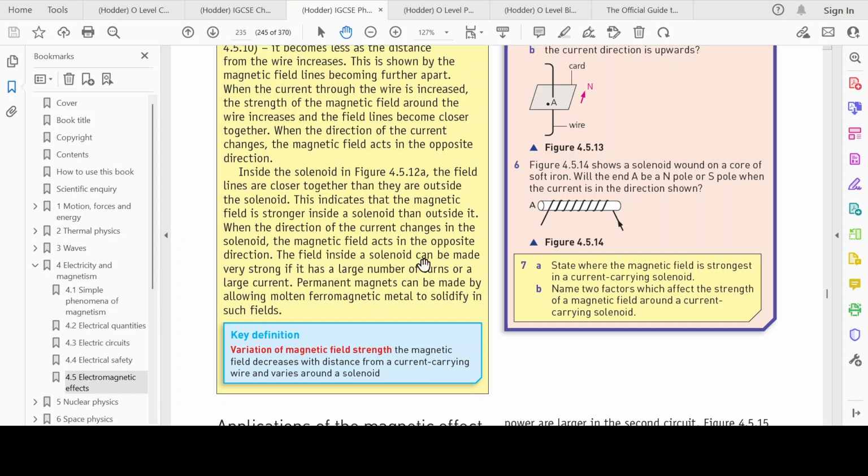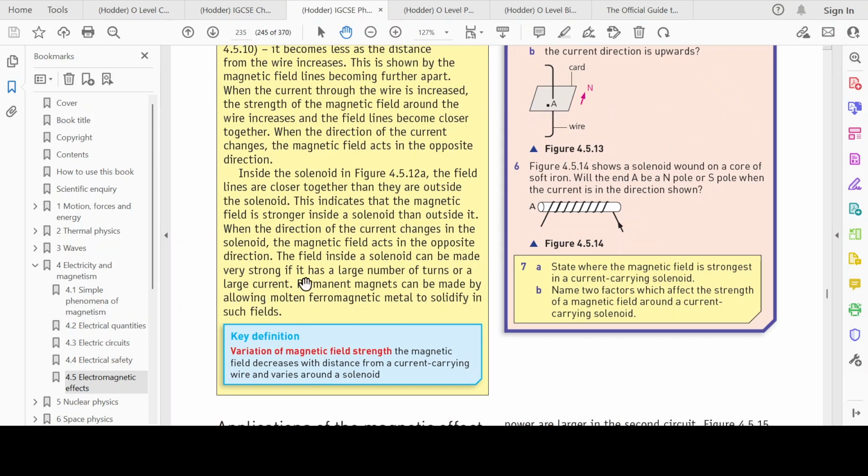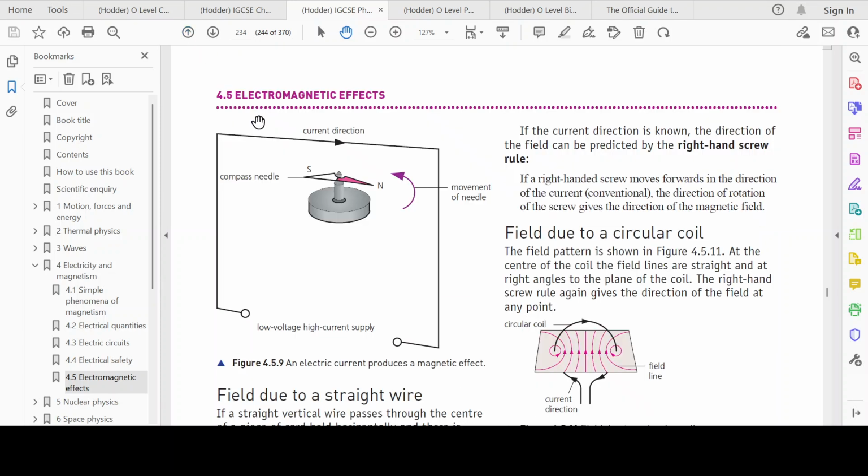The field inside a solenoid can be made very strong if it has a large number of turns or a large current. So either or both. Permanent magnets can be made by allowing molten ferromagnetic metal to solidify in such fields. So a key definition we have: variation of magnetic field strength is the magnetic field strength decreases with distance from a current carrying wire and varies around a solenoid.